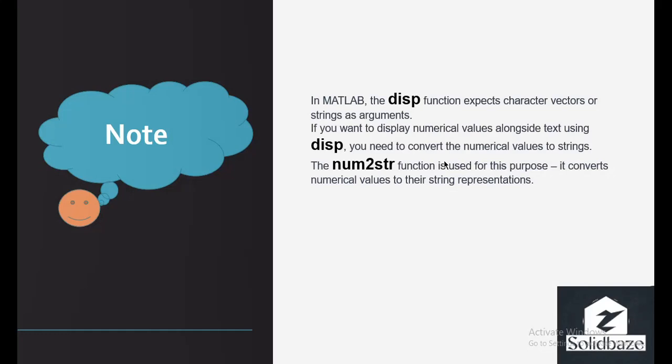While you do this, I would like to give you a quick note. In MATLAB, the display function expects a character vector or string as argument. If you want to display the numerical values alongside text using the display, you need to convert the numerical values to strings. The num2str function is used for this purpose. It converts the numerical values to their string representations. Now, let's practice.